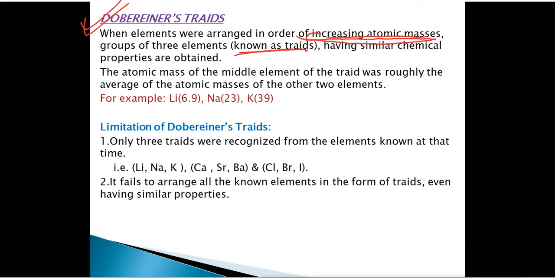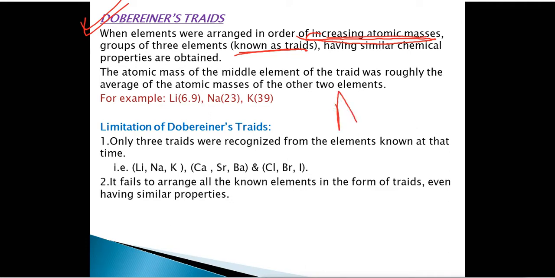What Döbereiner said was that when he arranged three elements in the order of increasing atomic masses, all of them had similar chemical properties. And what he concluded next was that the atomic mass of the middle element was roughly the average of the atomic masses of the other two elements.